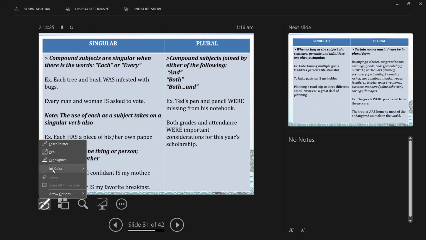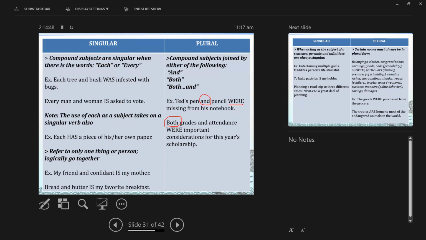Okay. Alright, so, Ted's pen and pencil were missing from his notebook. Ted's pen and pencil were missing from his notebook. Another example is both. Ayan, ginamitan natin ng both. Both grades and attendance were important. Or pwede rin namang are important. Both grades and attendance are important.